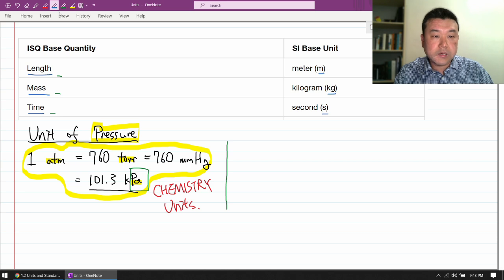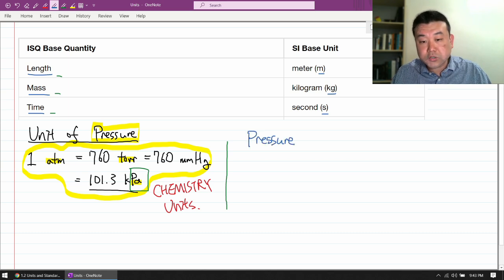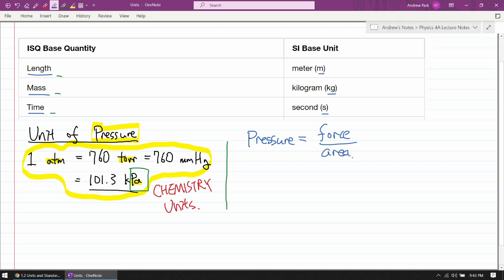So if we have the quantity of pressure, pressure is actually related to other physical quantities. It's related to force, and it's related to area. Pressure is a force per area. I think we covered that towards the end of the semester. And I think you know enough geometry to know that area can be represented as the product of two lengths, length times another length.